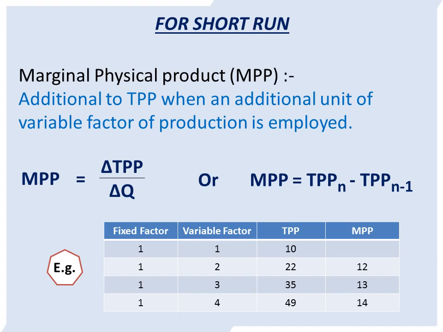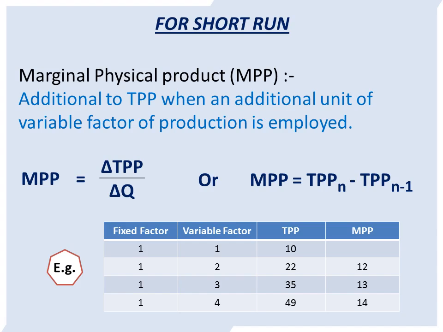Similarly, in the second formula, you can see MPP is equal to TPPn minus TPPn minus 1. If we take n as 3 variable factor, so n minus 1 will be second level of variable factor. So what is TPP at n? That means TPP at variable factor 3, 35. Now what is TPP at n minus 1? That is TPP at level 2, 22. So subtract them. 35 minus 22 is equal to 13, and this is how we got MPP of level 3.